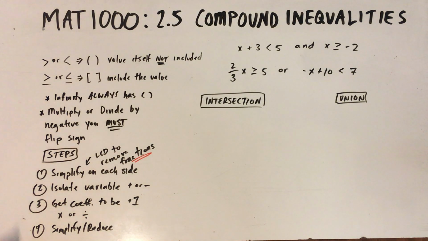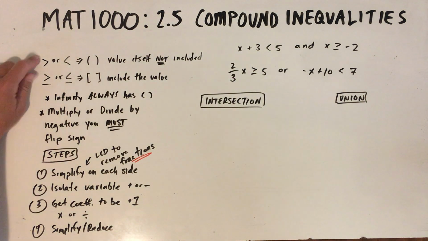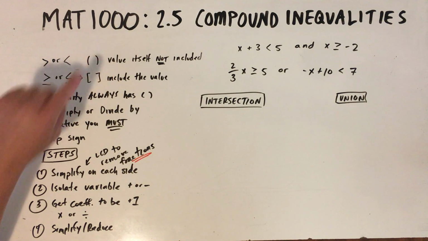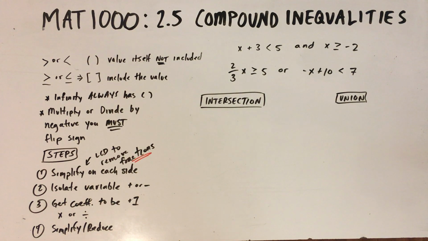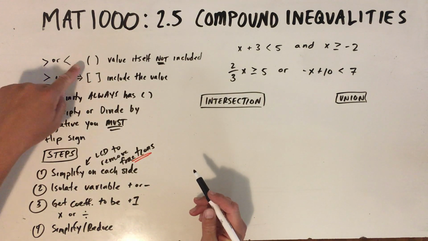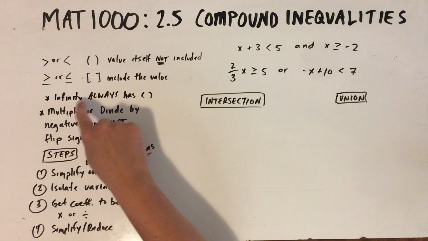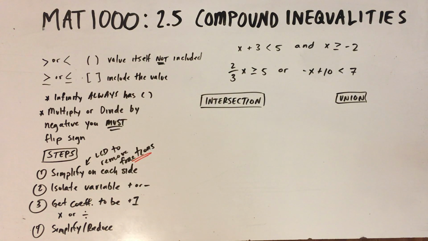So I left kind of all the information about inequalities that we talked about in 2.4, which you can go back and watch that video if you need to. Again, real quick reminder, if you have greater than or less than, then you're going to use a parenthesis, and if you have greater than or equal to or less than or equal to, then you are going to use brackets. That means that the value is included, and a parenthesis means it's not. Infinity always has a bracket, and if you multiply or divide by a negative, you have to flip the sign. Okay, and then these are our steps for solving.